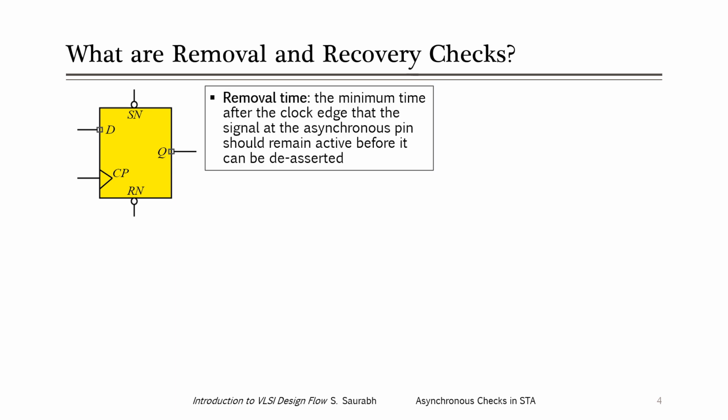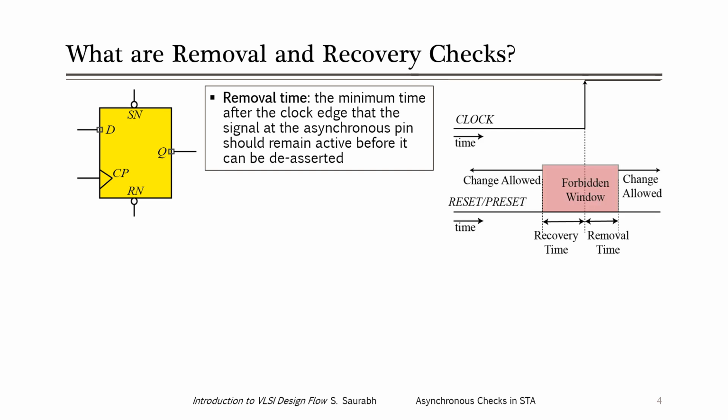So these timing constraints are known as removal checks and recovery checks. Now, what is a removal check? Removal time is the minimum time after the clock edge that the signal at the asynchronous pin should remain active before it can be deasserted. So let us understand what this means.